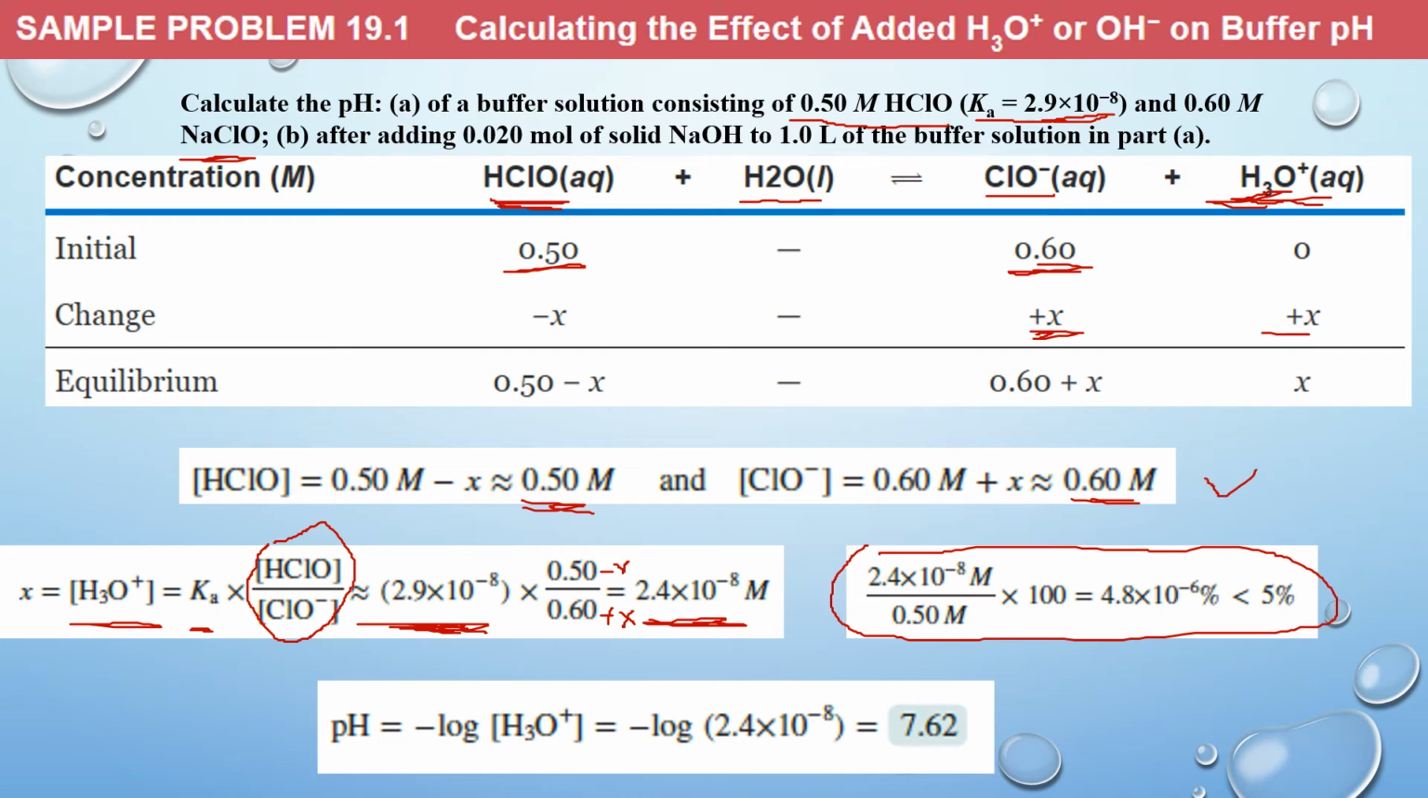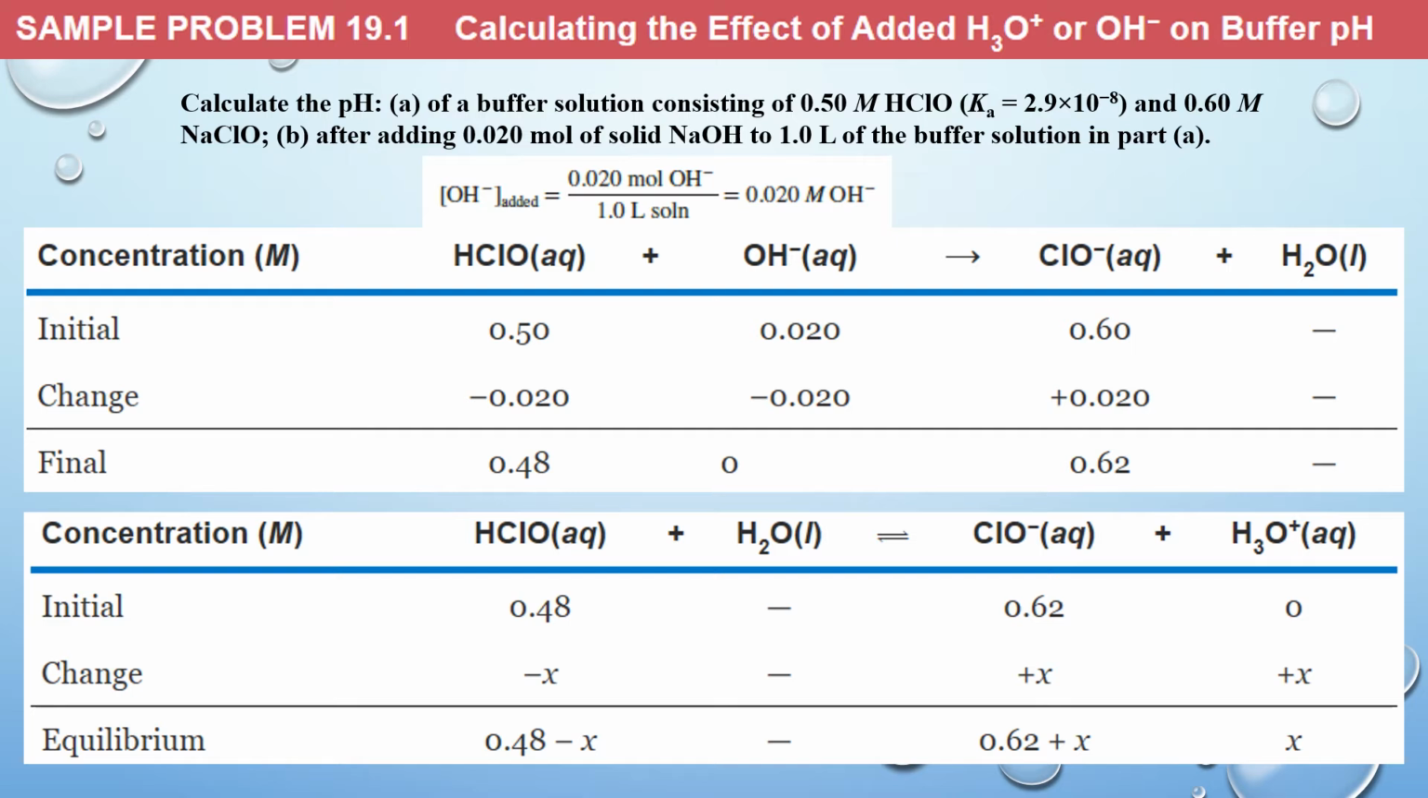And if we know the proton concentration, we can get the pH. So the pH is about 7.62, meaning that for part A, after mixing them, this buffer will have a pH of 7.62. So part B asks what happens to the pH after adding 0.02 moles of solid NaOH into 1 liter of the buffer solution.